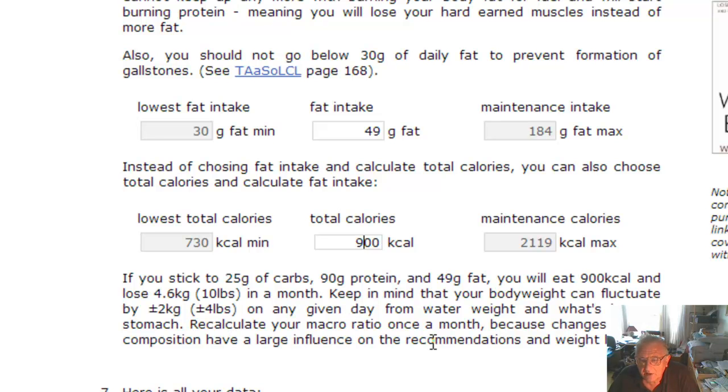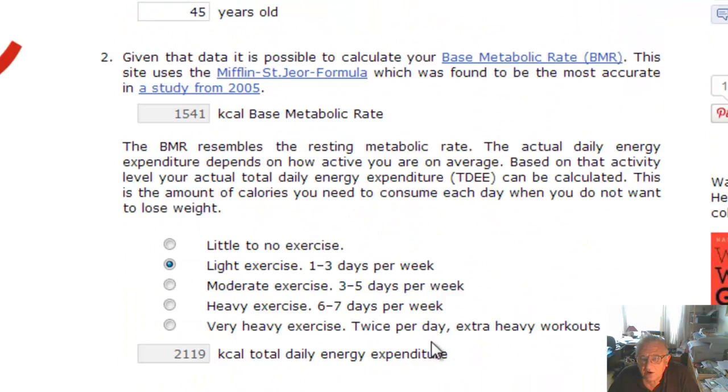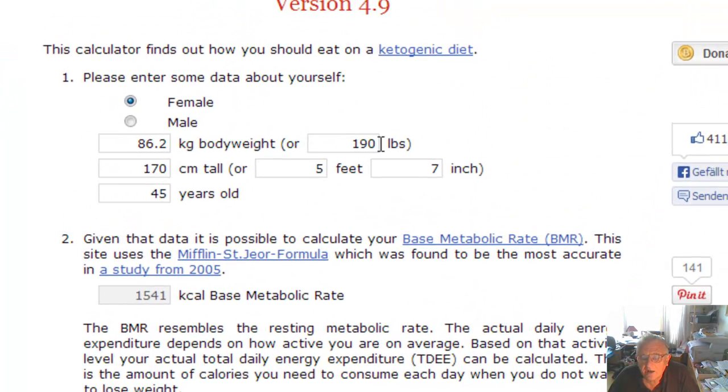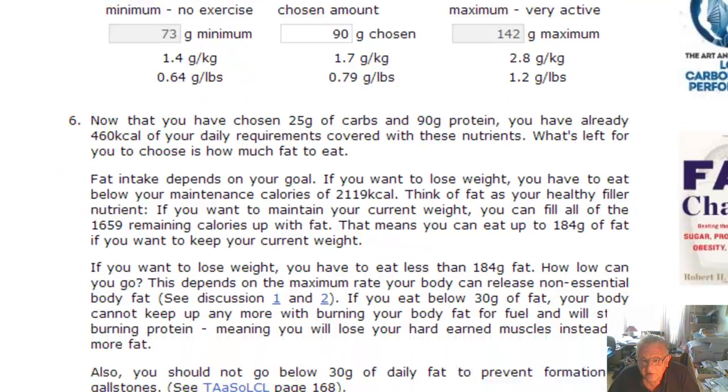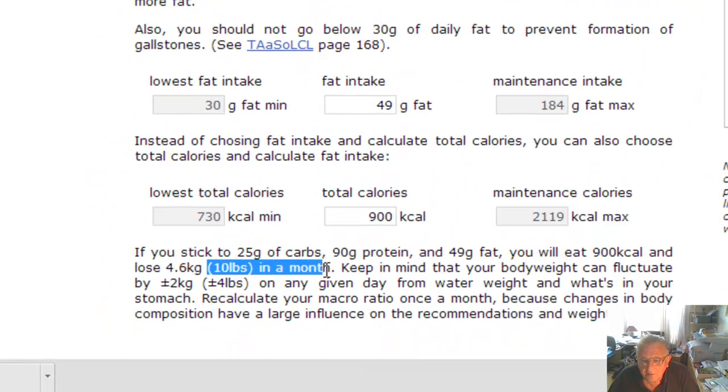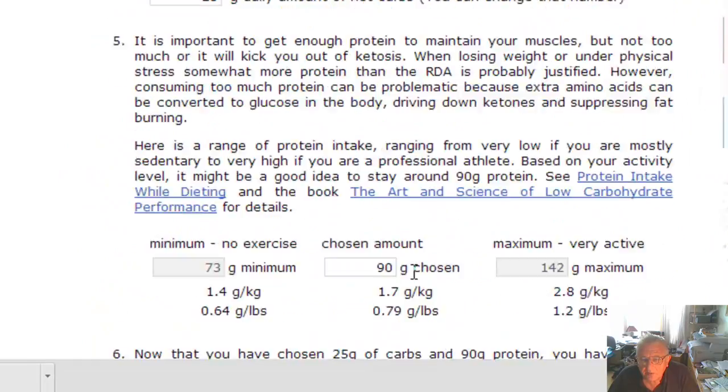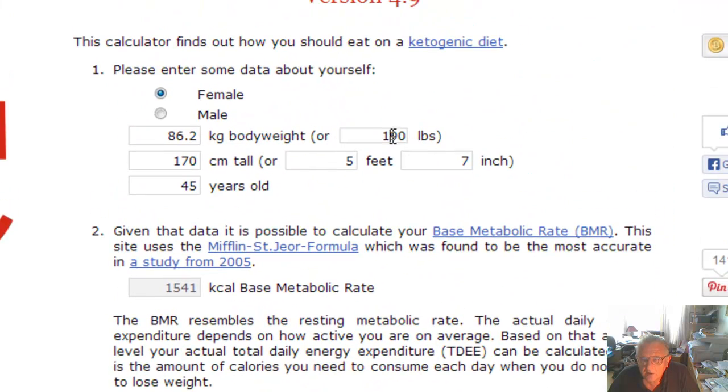It says recalculate your macro ratio once a month. And the reason you need to do that, because if you remember, we started off by putting in our weight, and we'll be losing weight. So after a month on this diet, where are we? We will have lost 10 pounds. So in a month's time, this figure will be 180 pounds.